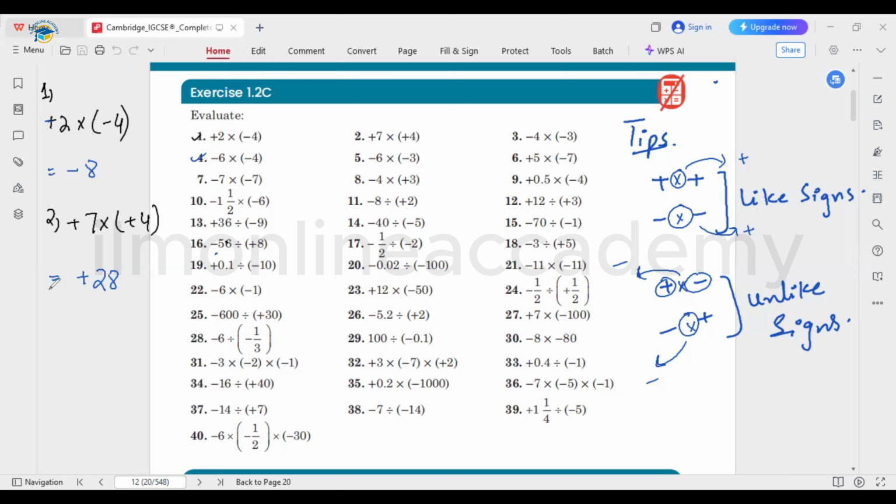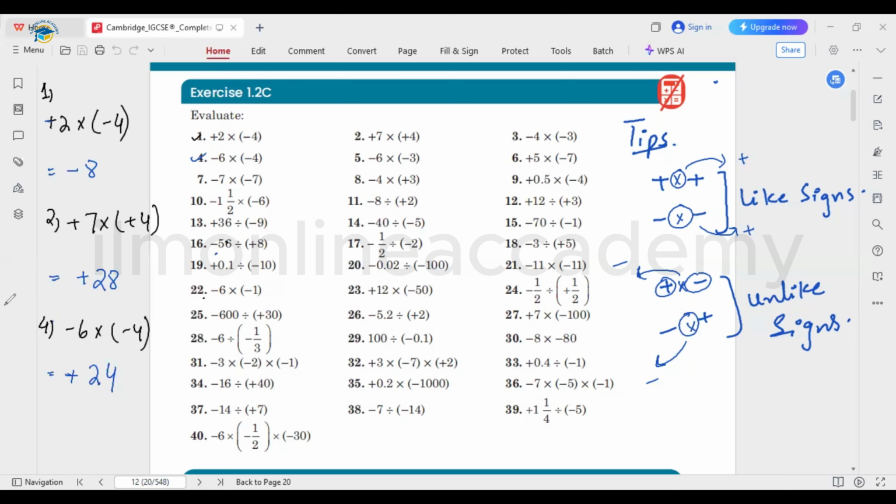Let's go on with the next part. They gave us both negative numbers. Sorry, this is the fourth part. We have negative 6 times negative 4. Again, these are basically like signs. Like signs would be having the similar sign for addition and subtraction, but for multiplication, negative times negative would be positive, and 6 times 4 would be 24. In this way, the multiplication and the division as well will work.